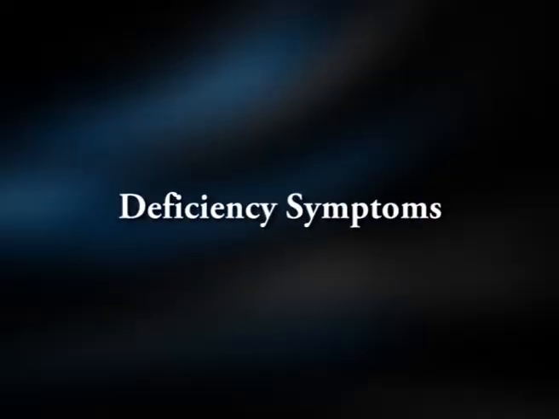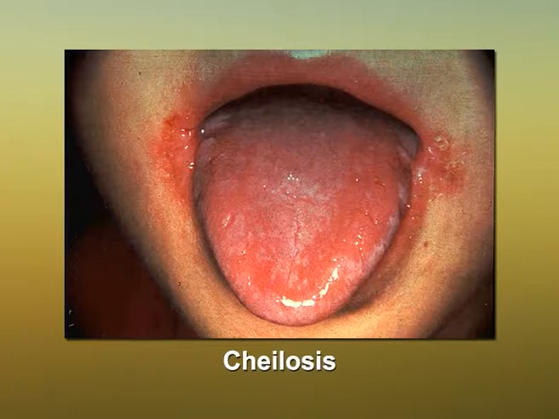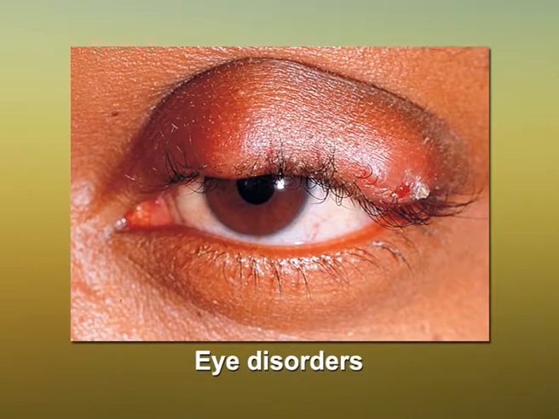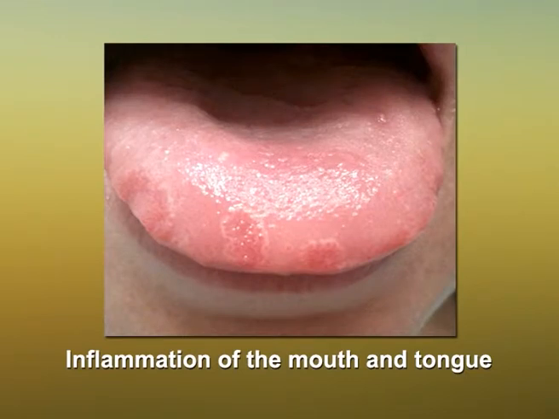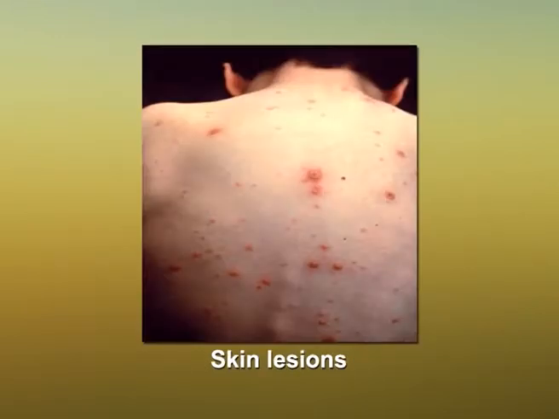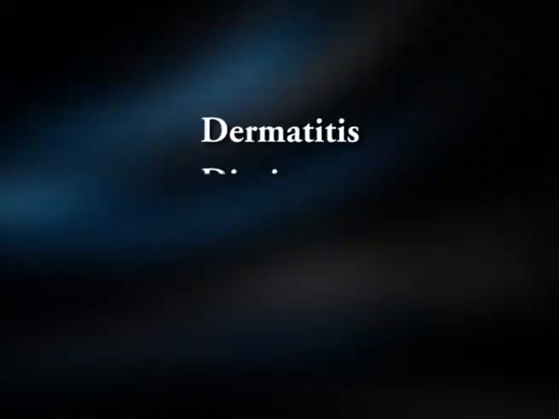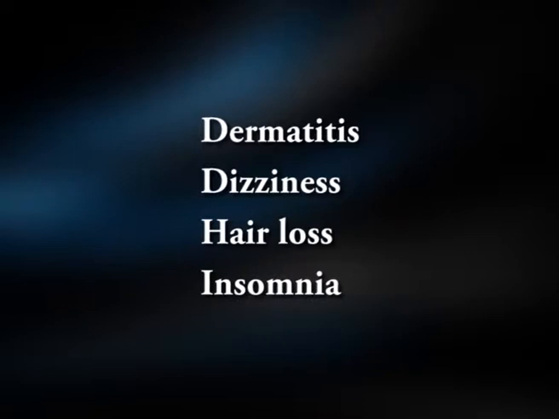Deficiency symptoms. A shortage of this vitamin may manifest itself as cracks and sores at the corners of the mouth, cheilosis, eye disorders, inflammation of the mouth and tongue, and skin lesions. Dermatitis, dizziness, hair loss, insomnia, light sensitivity, poor digestion, retarded growth, and slow mental responses have also been reported. Burning feet can also be indicative of a shortage.